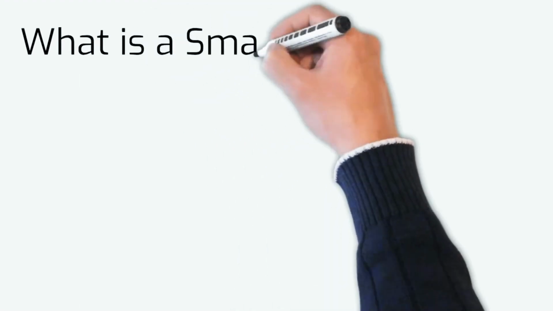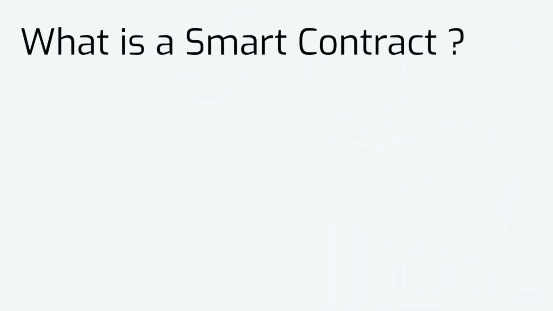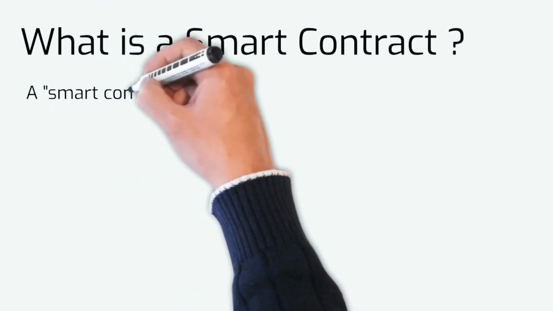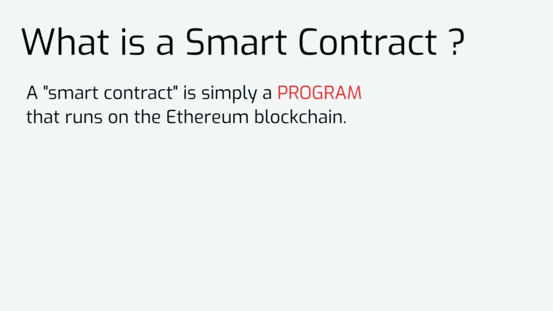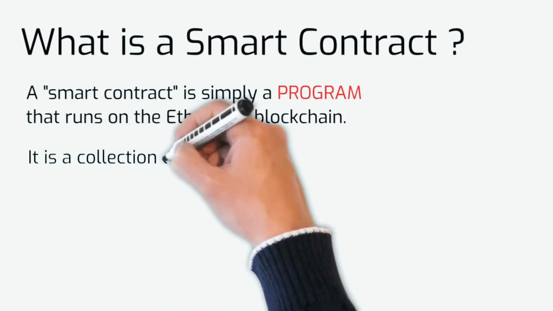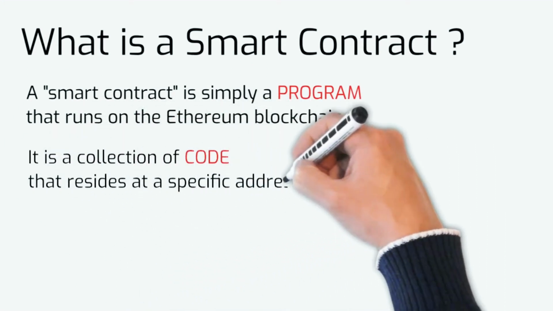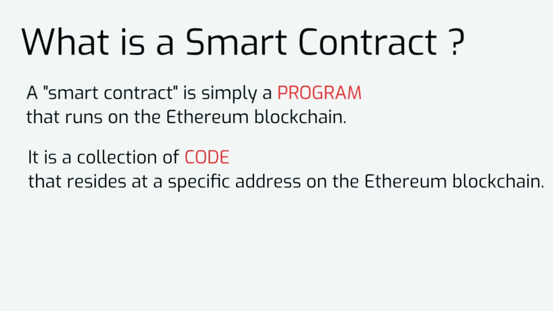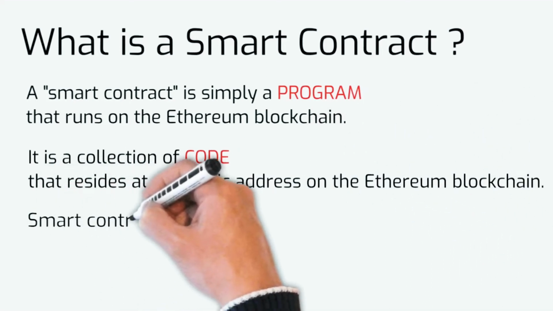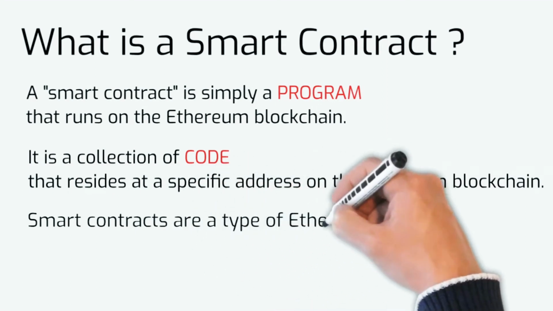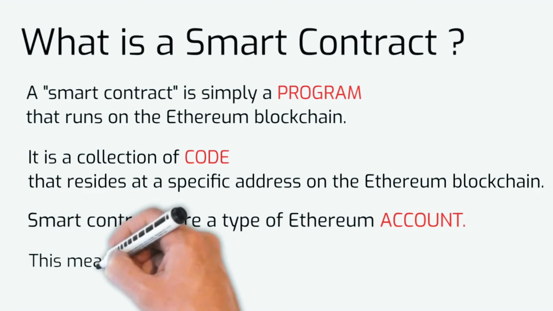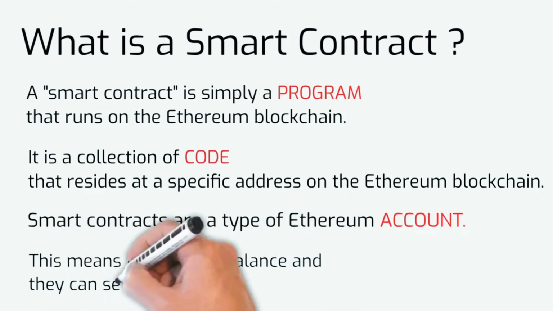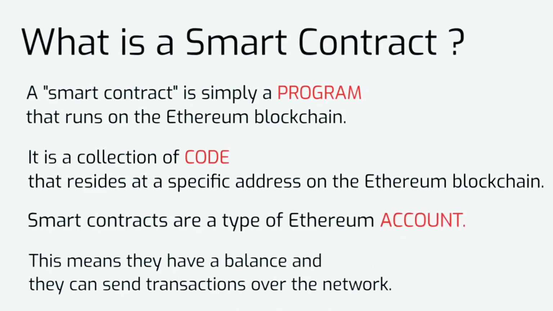Now, it's very important to understand what is a smart contract. You can look at a smart contract as a program that runs on the Ethereum blockchain. A program is nothing but a collection of code that resides at an Ethereum address on the Ethereum blockchain. Smart contracts are a type of Ethereum account. This means, being an account, they have a balance and they can send transactions over the network.